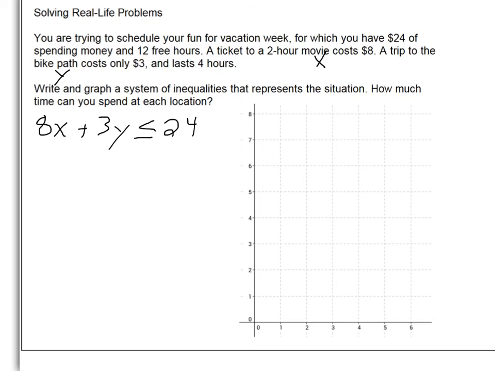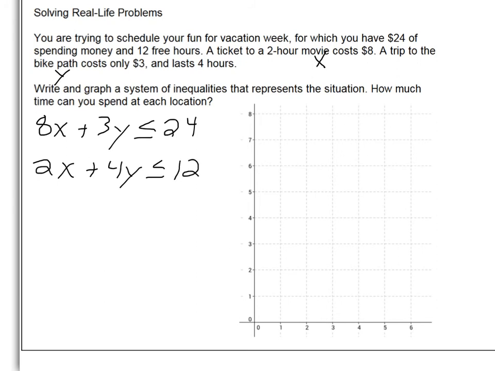Now in terms of occupying the time, the movie will last 2 hours, so that's going to be 2x. The bike path lasts 4 hours, that's 4y, and I only have 12 free hours, so that's going to be less than or equal to 12.